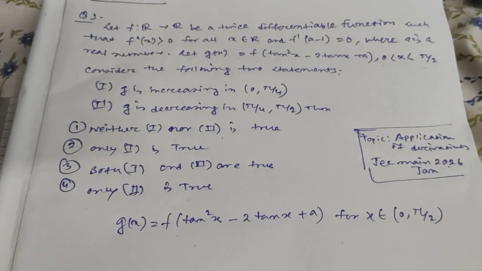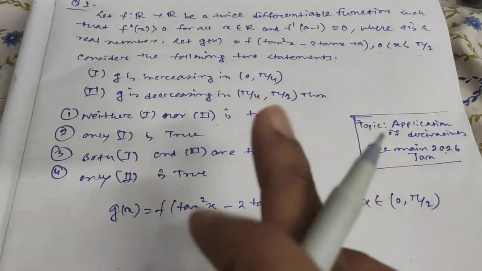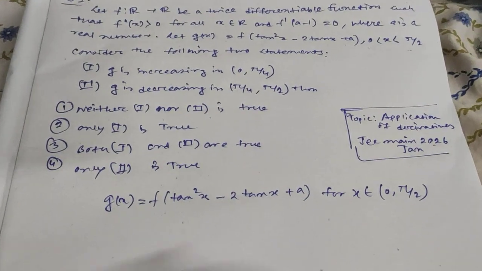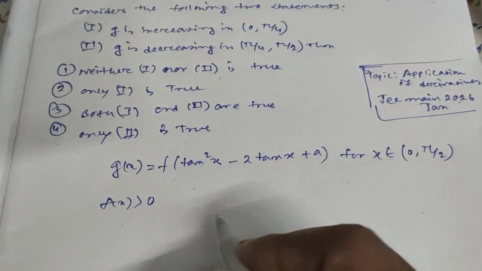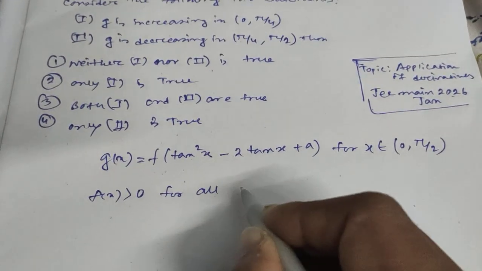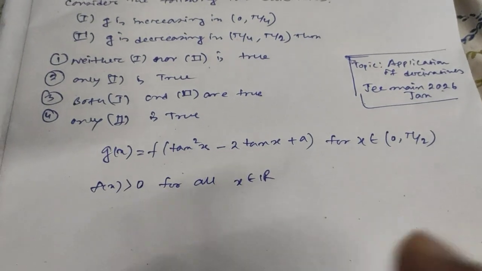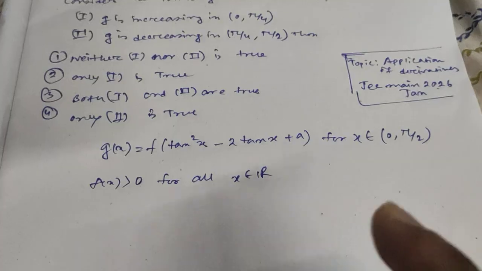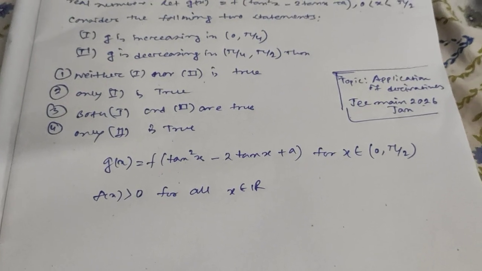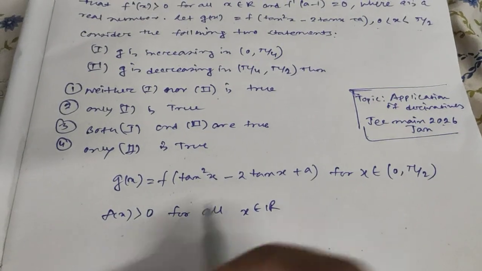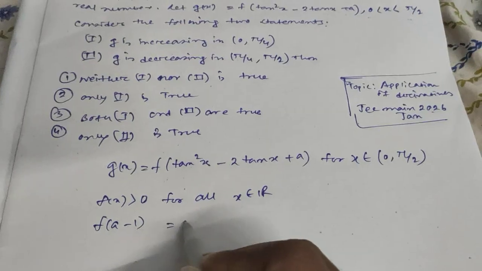So let's break down the problem step by step. Okay, so first of all, what we will do, we will analyze the properties of f prime x. So we are given that f double prime x is greater than 0 for all x belongs to R. So this means the first derivative f prime x is a strictly increasing function. Okay, we are also given f prime of a minus 1 equals 0.